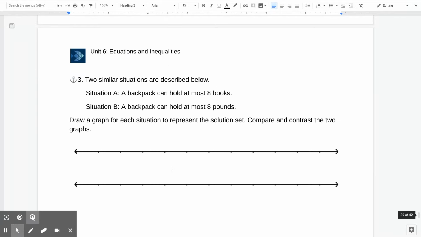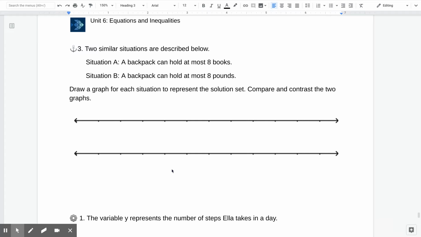Moving on down to anchor problem 3. For situation A, we have a backpack that can hold at most 8 books. Okay, so let's see. 0, 1, 2, 3, 4, 5, 6, 7, 8. Here we have 8 books, and the backpack can hold 8 books. So I'm going to make that solid.